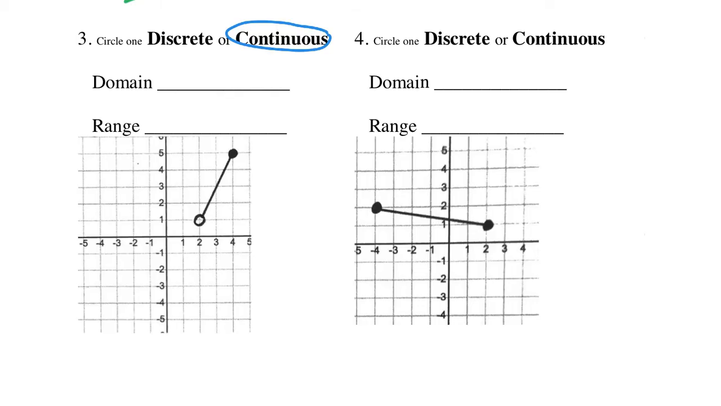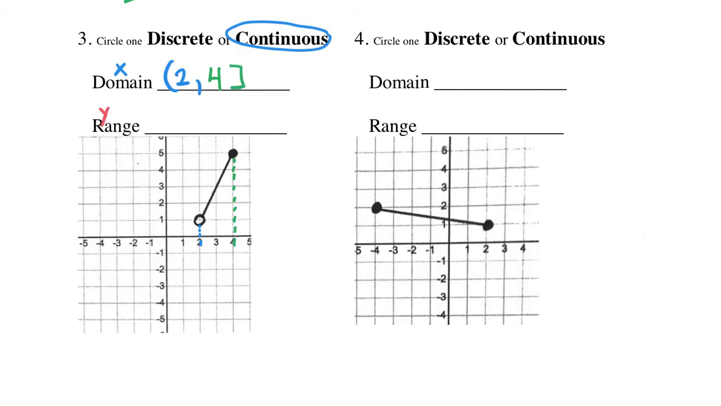Domain is the x values. So when I do interval notation, I'm going to look from left to right and then look at their x values. So the furthest left point is this one. The x value here is 2, and it's an open circle, so I do a parenthesis. The furthest right point is way over here. The x coordinate of that point is 4, and because it's a closed circle, I use a bracket.